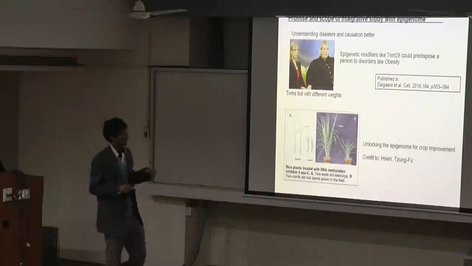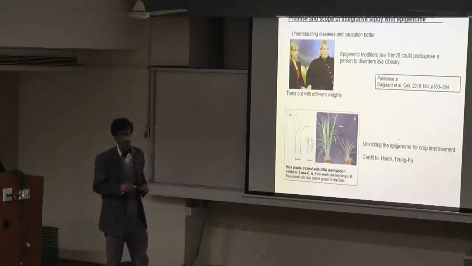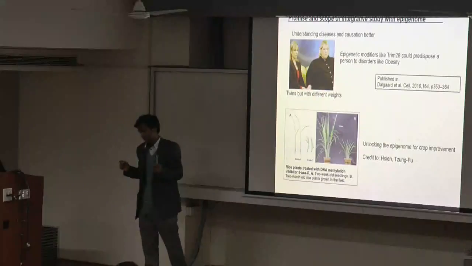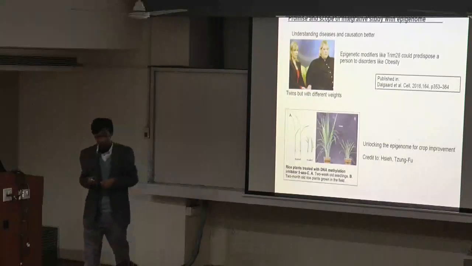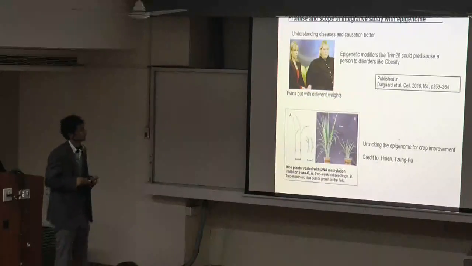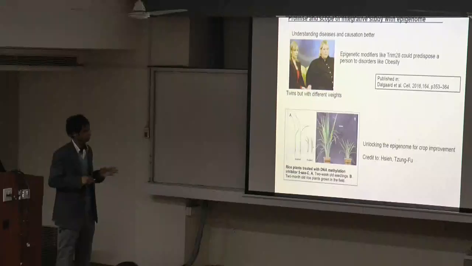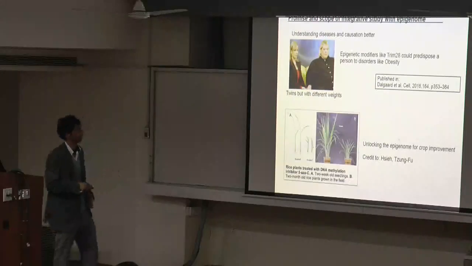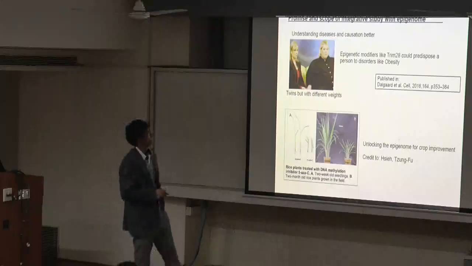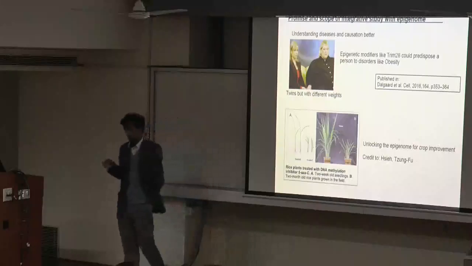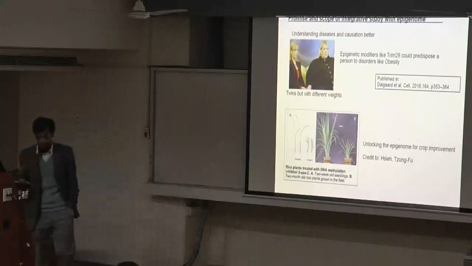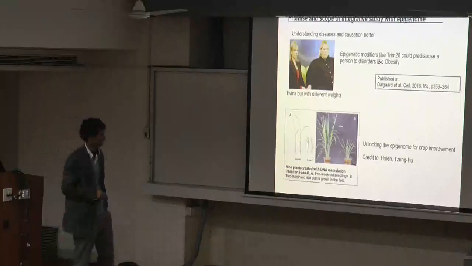And recently it was shown in Cell that there is an epigenetic modifier, PRIM28, which modifies the epigenome in such a way that one of the twins gets obesity and the other does not. It was published in Cell by Delgado et al. So when we study the epigenome, we also study epigenetic modifiers. The field of epigenome also includes epigenetic modifiers.